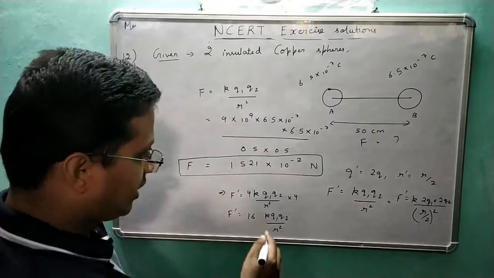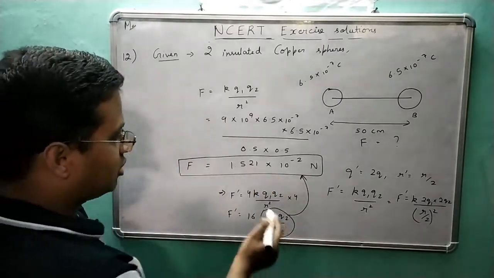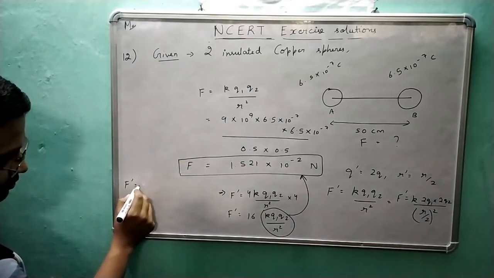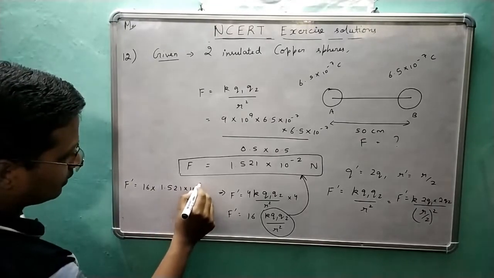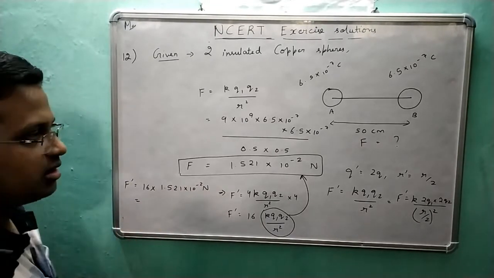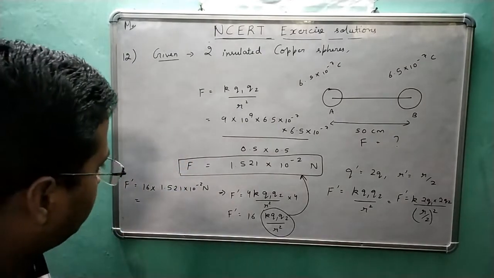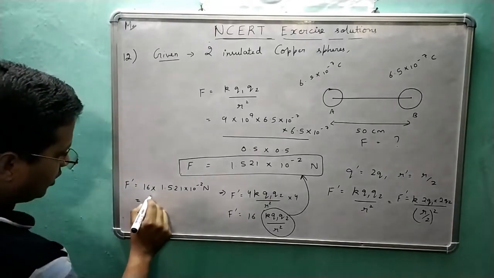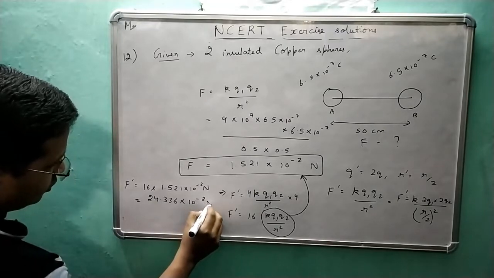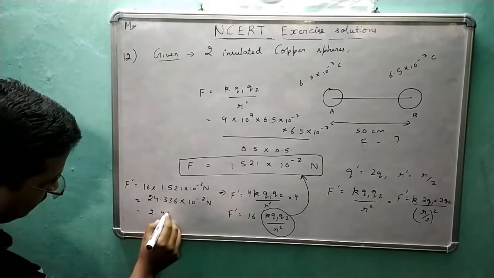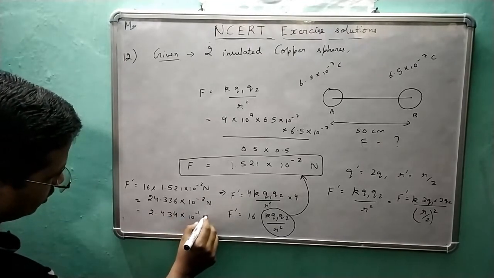And as you can see, we have already calculated K Q1 Q2 by R square once, and that is this much. So the new force will be 16 into whatever we have got here. So indirectly the electrostatic force of repulsion will increase. This value will come to be something around 24.336 into 10 to the power minus 2 newton, or, rounding up, 2.434 into 10 to the power minus 1 newton.